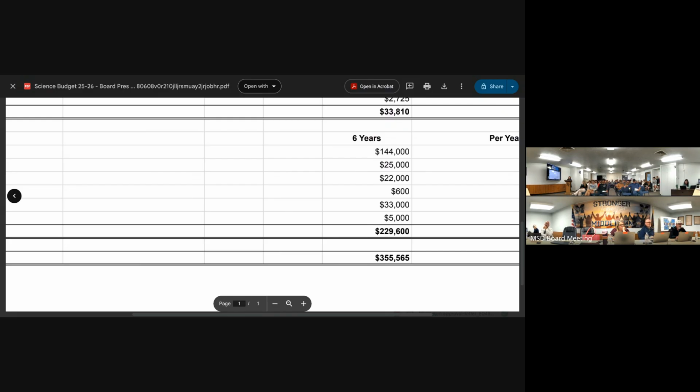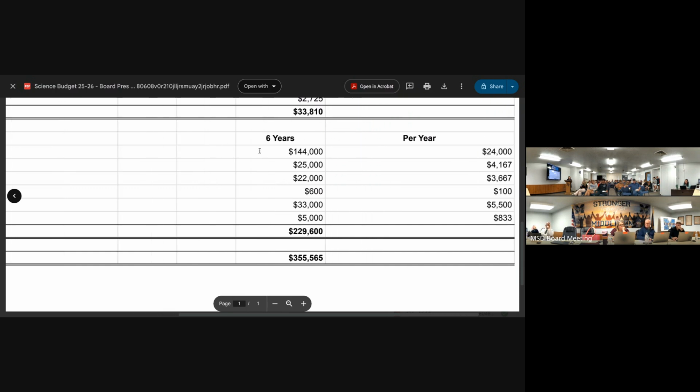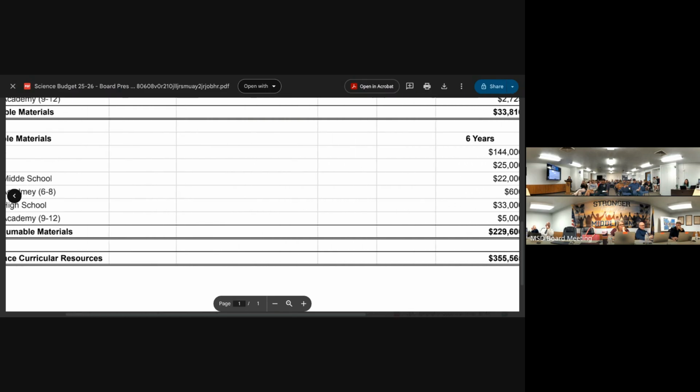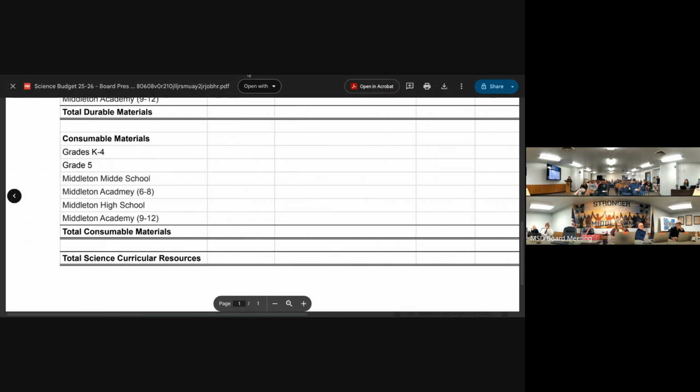And so when we look at $355,000 for 4,000 some odd students for 6 years, that's a pretty good return on an investment, if you ask me. If you calculate that out, it's about $13 per student, is what that comes back to.